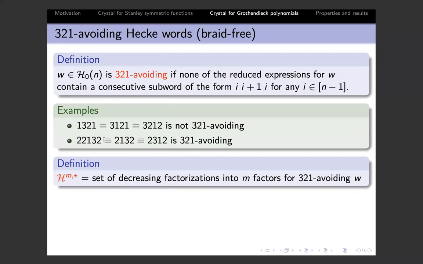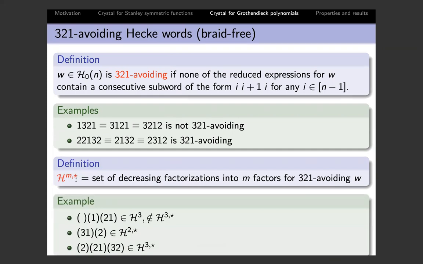So I'm going to call the set of all decreasing factorizations into m factors for a 3-to-1 avoiding W, I'm going to call this H_m star. So this is the set that I'm going to be interested in, right? So my first factorization here is not an H_3 star because that contains a braid, but the other examples that I've given are all elements in it. The first one is an H_2 star because we have two factors, and the second one would be an H_3 star because we have three factors.